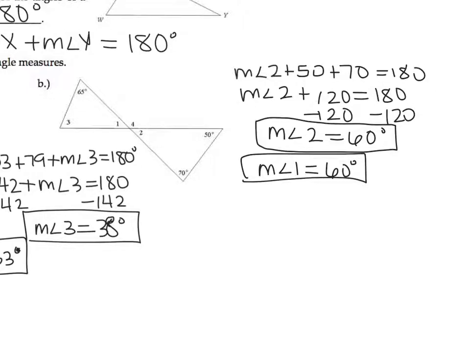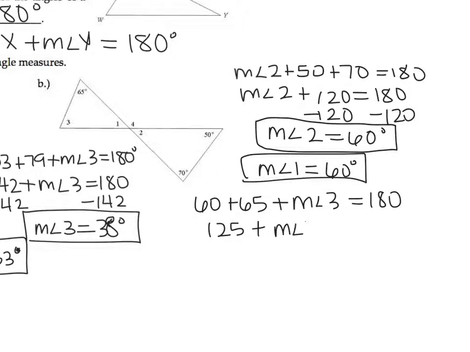Now we can solve for the measure of angle 3 using the triangle sum theorem. So 60 plus 65 plus the measure of angle 3 is going to equal 180. 60 plus 65 is 125. Plus the measure of angle 3 equals 180. Subtract 125 from both sides. We get the measure of angle 3 is 55 degrees.